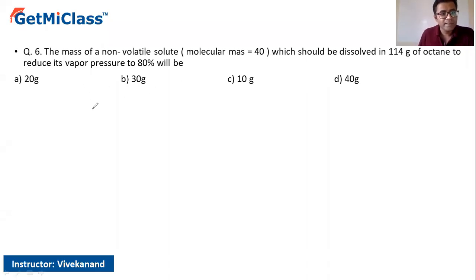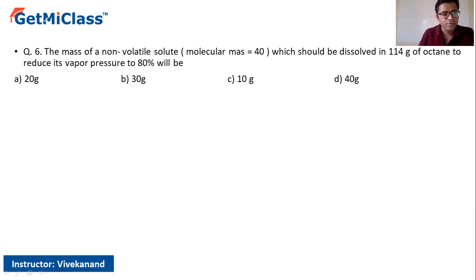Question number 6: the mass of a non-volatile solute, given that the molar mass is 40, which should be dissolved in 114 grams of octane to reduce its vapor pressure to 80%. Options are A 20 grams, B 30 grams, C 10 grams, and D 40 grams.